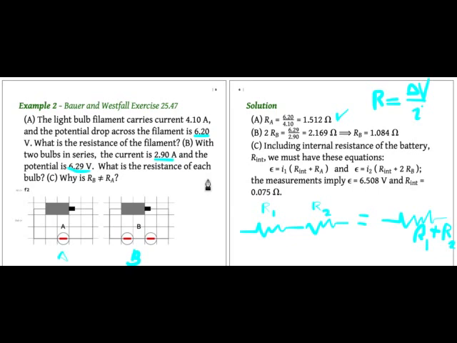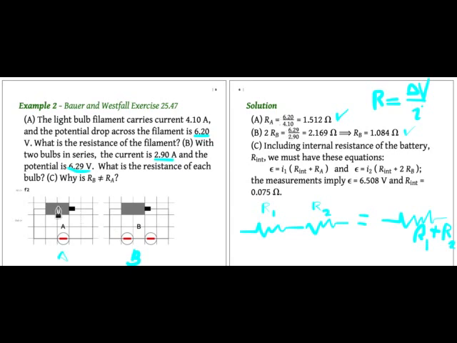Now we want to know what's the resistance of one of these light bulbs. So we have to divide by 2. We got 1.084 ohms. Well, RA and RB are different. So how can that be? It's assumed that these numbers are taken from measurements. So you find a different resistance in this case than this case. How could that be?